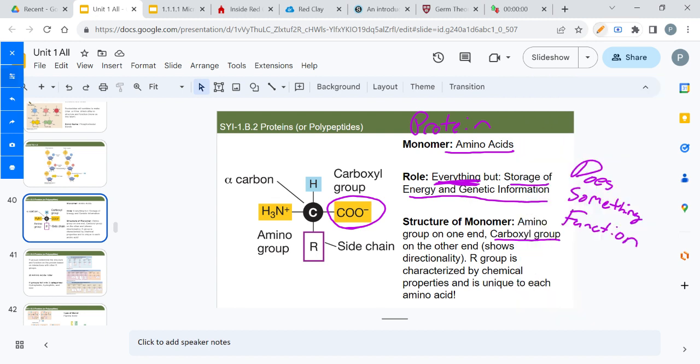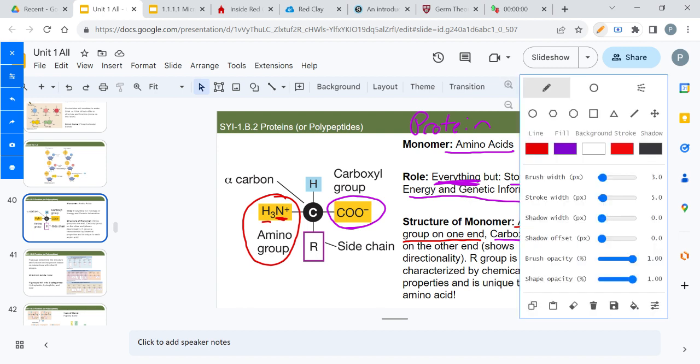Your next component is going to be the amino group, or amine group. That's going to be this guy right here. The amino group is where the name amino acid comes from, and it's where this nitrogen, specifically this nitrogen with the hydrogens attached to it, is what ends up getting that amino acid.